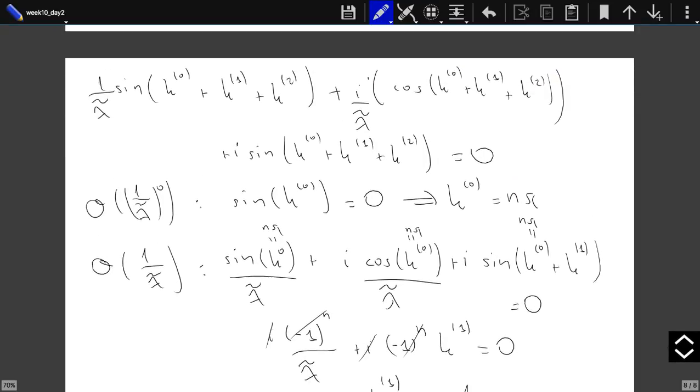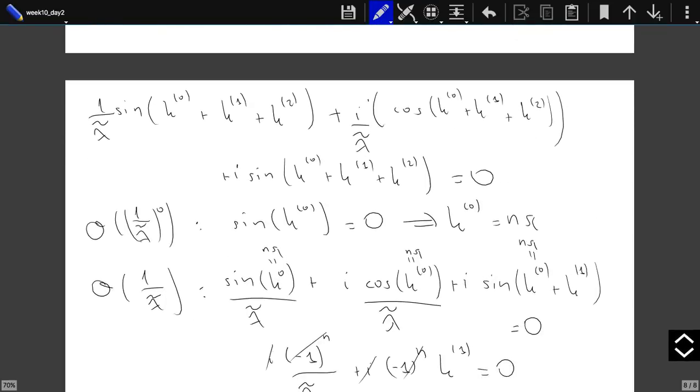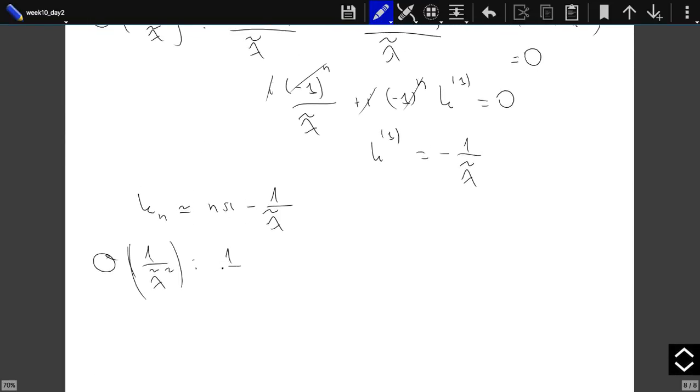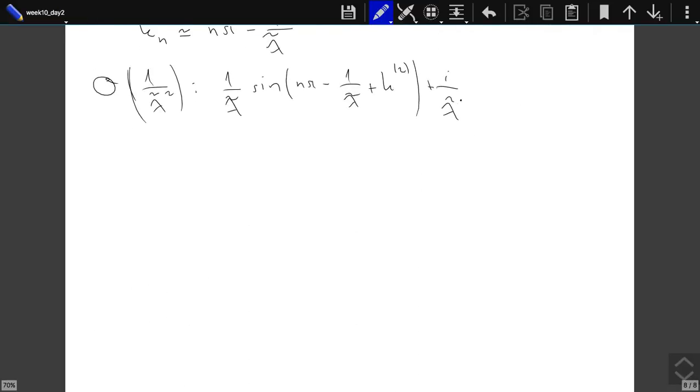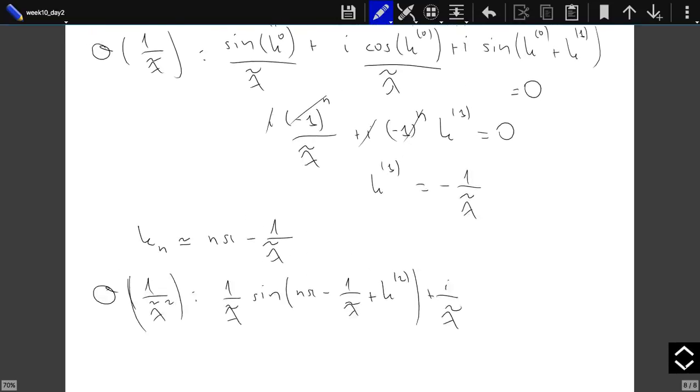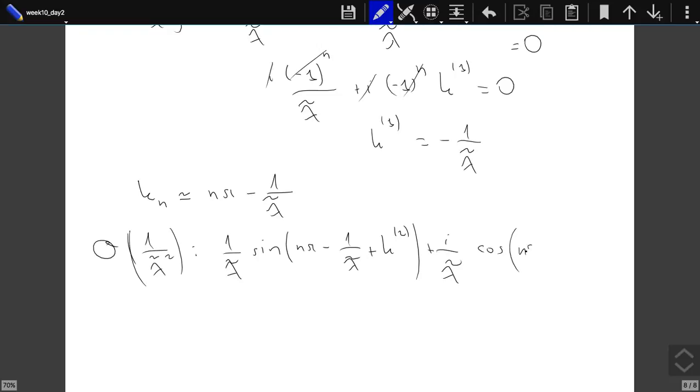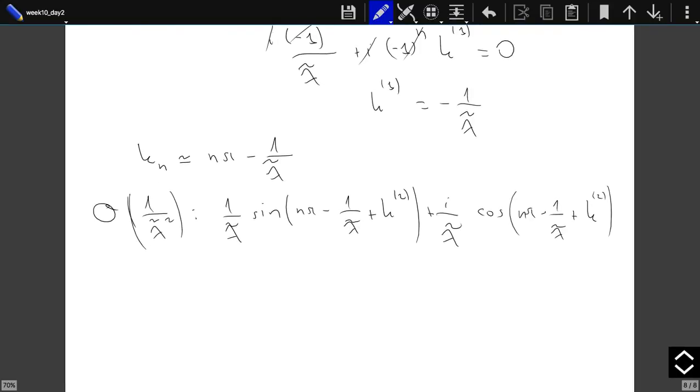Let me just write the equation using the things that we already know. 1 over lambda tilde sine of n pi minus 1 over lambda tilde plus k2, plus I over lambda tilde times cosine of n pi minus 1 over lambda tilde plus k2, and plus I sine n pi minus 1 over lambda tilde plus k2. This should be equal to 0 up to terms containing 1 over lambda cubed.